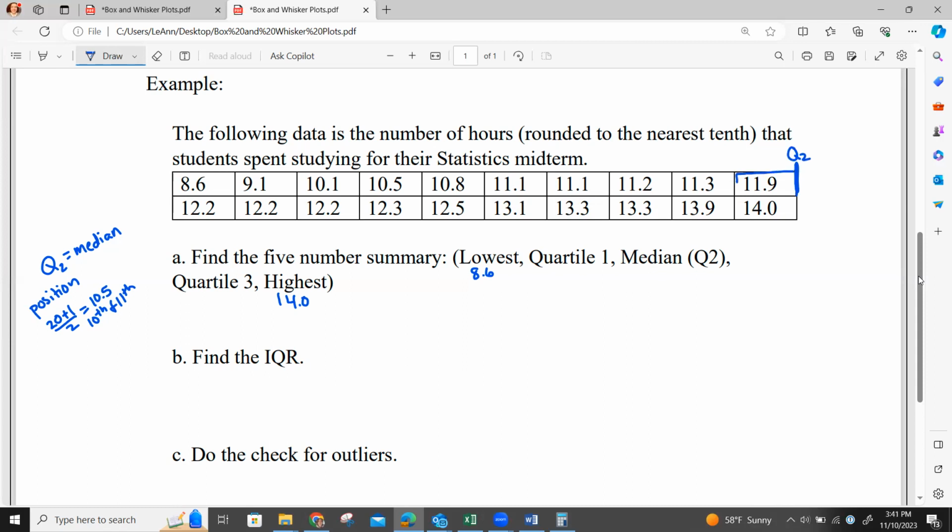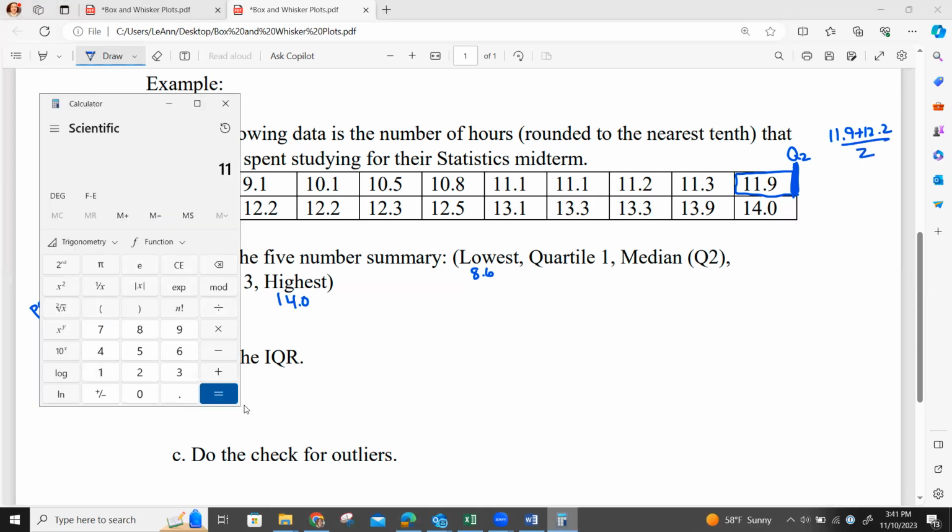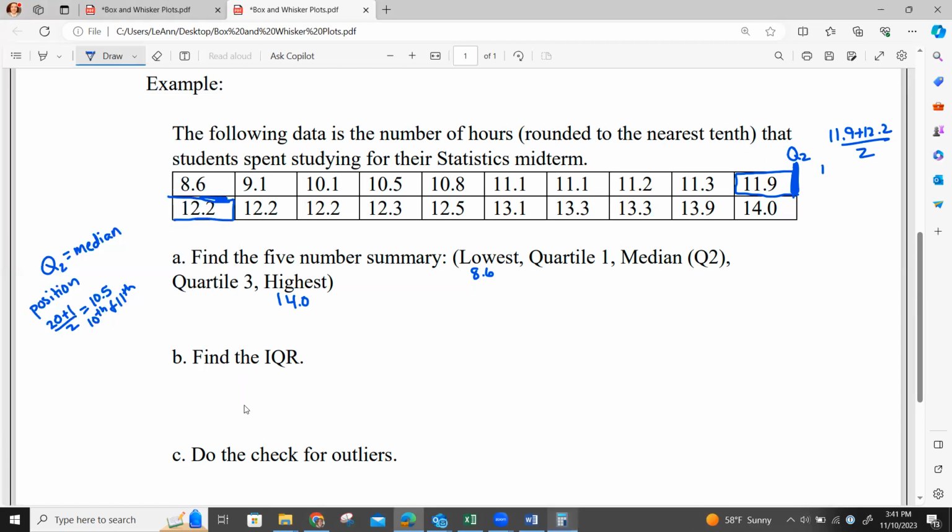And remember, to find that value, we have to average, or find the midpoint between, the 2 values on either side of our Q2. So Q2 is not 11.9, it's not 12.2, it's in between them. So we do 11.9 plus 12.2, divided by 2, to cut it in half. We get that our Q2 value is 12.05. So that's what I'm going to write right there.